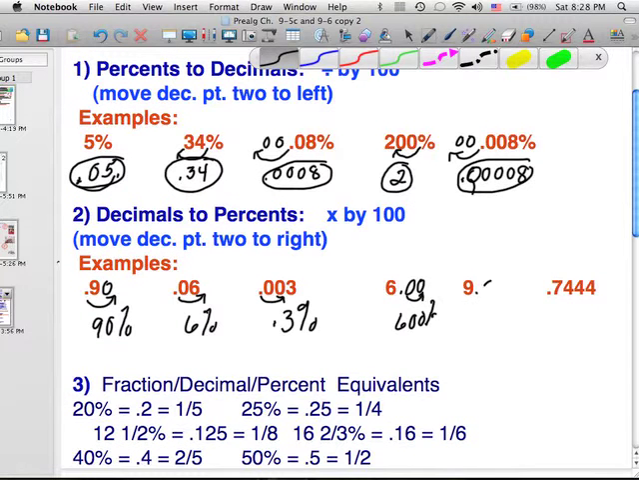Same with 9, 2 to the right, 900%. And 0.7444, 2 to the right, would be 74.44%.